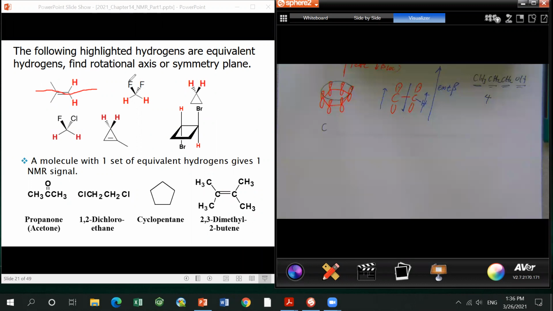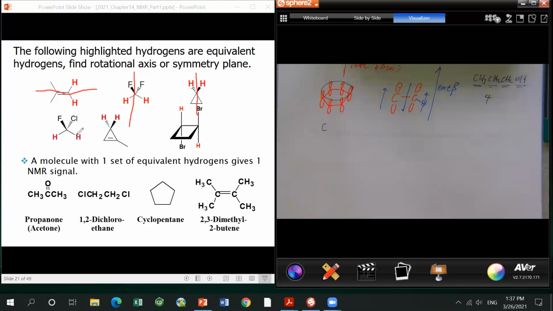So the symmetry plane cuts the two fluorines and this carbon, and the rotation axis just goes through like this. These two have the same chemical shift. Similar thing here: the two protons on this triangle also have the same chemical shift. The rotation axis passes through like this, and the symmetry plane passes through this triangle.